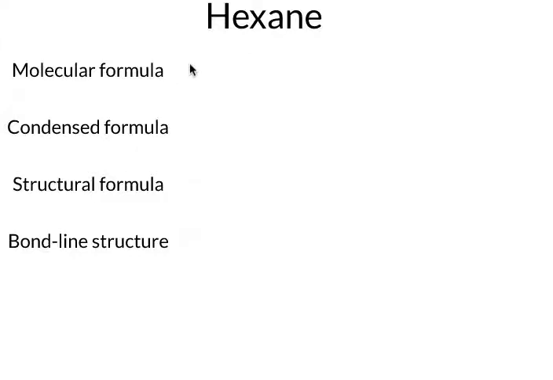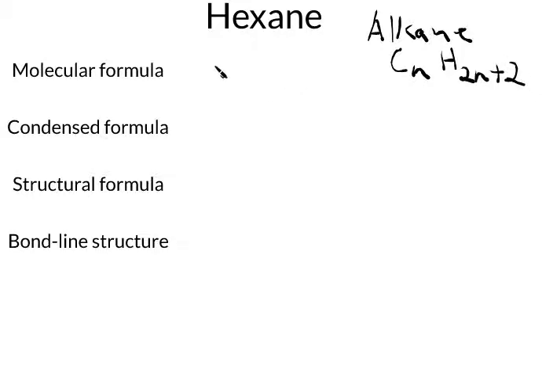So the molecular formula for an alkane is CnH2n plus 2. So for hexane, we're going to have C6H14.